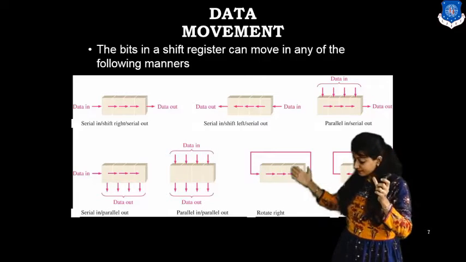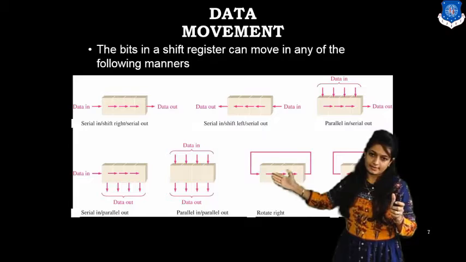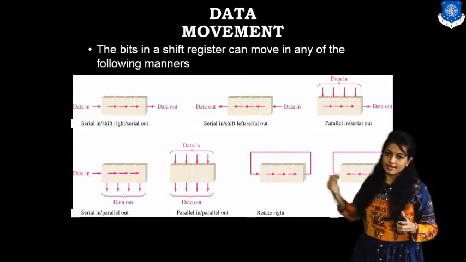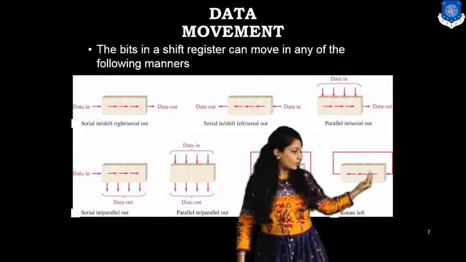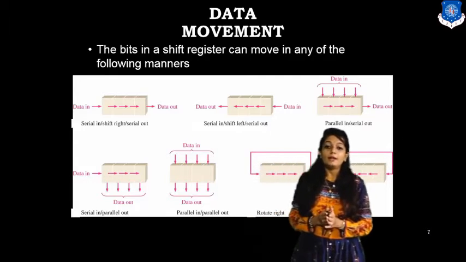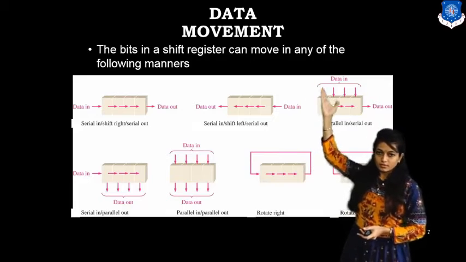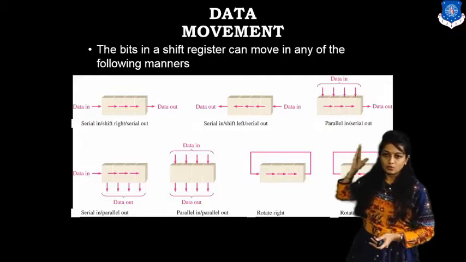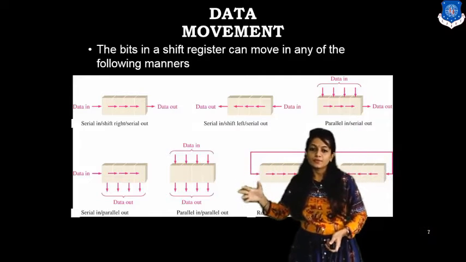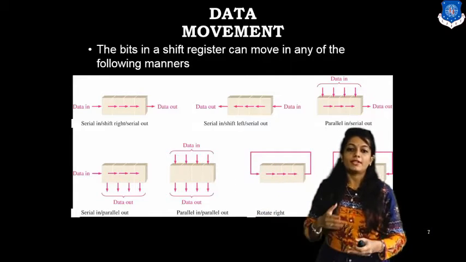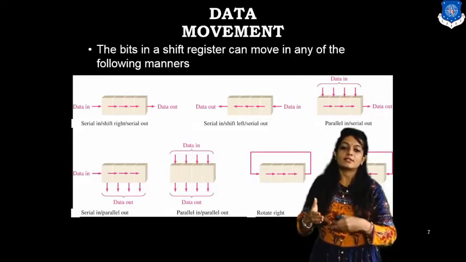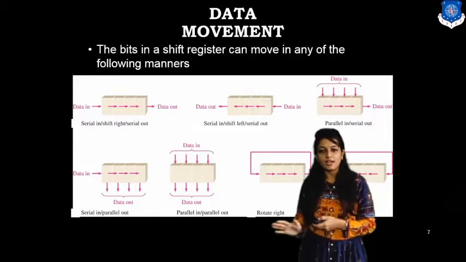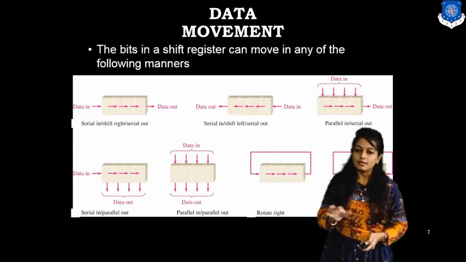Now, if you want to rotate the data, there is right rotation like this, and left rotation. Based on the parallel input, we do the serial output for the parallel in serial out. This is how data will move, whether it is rotation, shifting, or transmission of data serially or in parallel. This is the way data movement will be done.